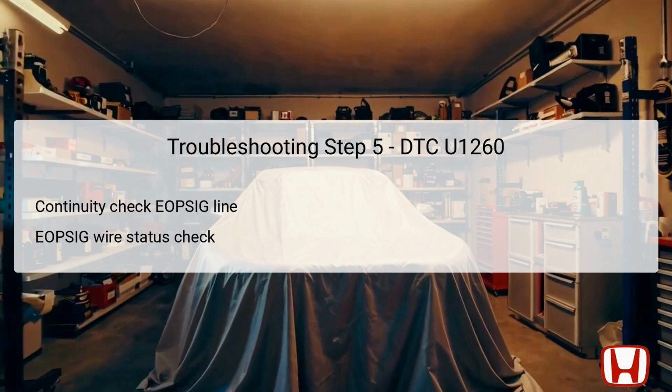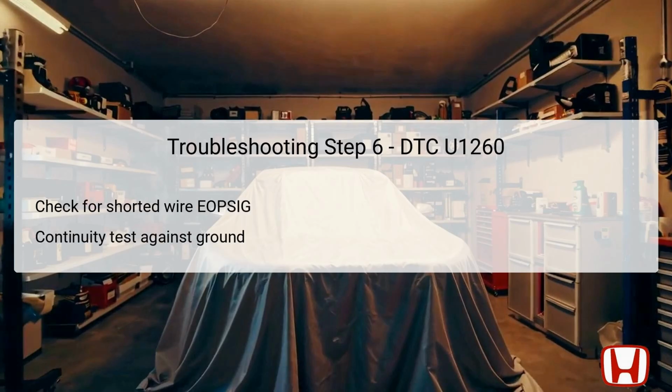Now, check for continuity between the specific test points on the disconnected auxiliary fluid pump and the TCM connectors. If continuity is confirmed, it suggests that the EOPSIG wire is intact and functioning. However, if there is no continuity, it points to an open circuit that must be repaired. This step is crucial, as the EOPSIG line transmits the fluid pump's operational status back to the TCM, which is key in monitoring transmission fluid pressure and performance.